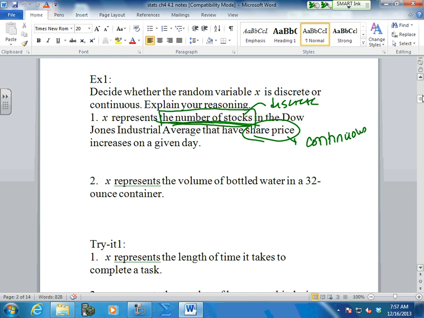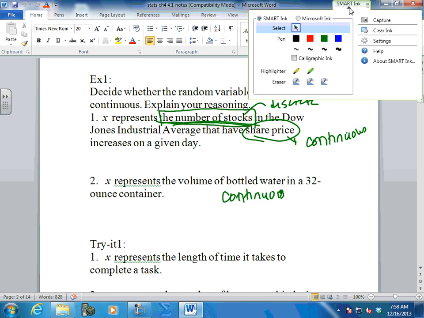X represents the volume of a bottle of water in a 32-ounce container. Would this be discrete or continuous? Continuous. Okay, anything that has decimals, fractions, continuous. Anything that is counted by a whole number, measured by 1, 2, 3, whole numbers, is discrete.